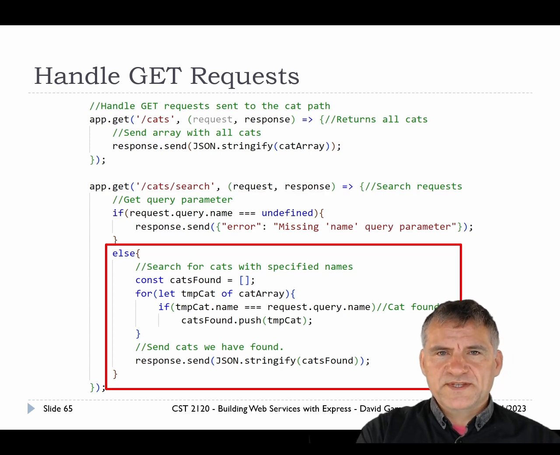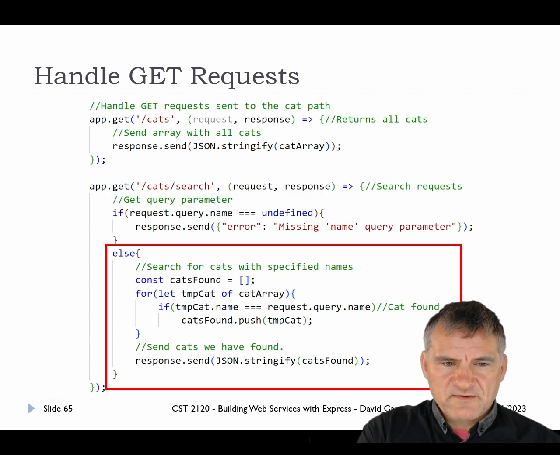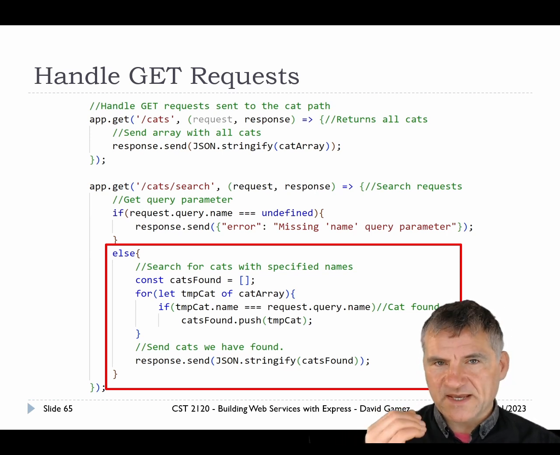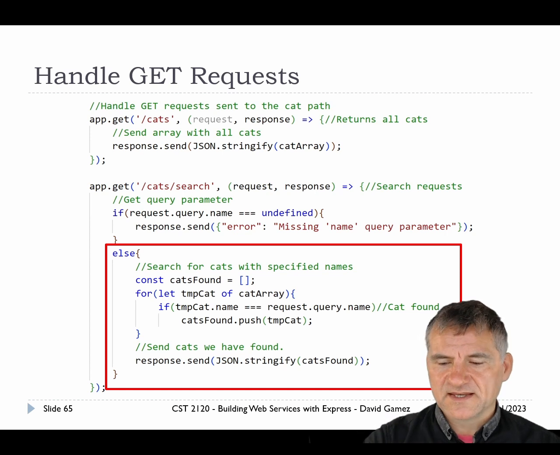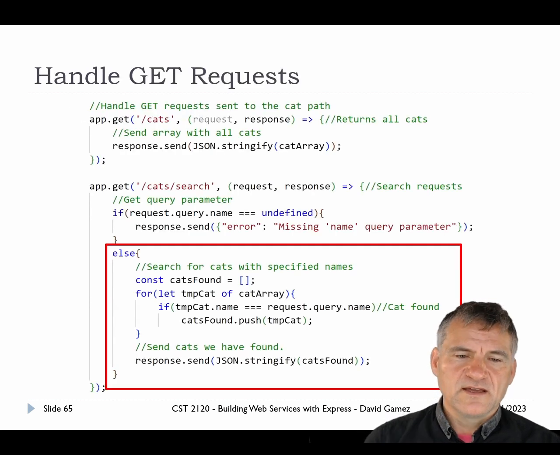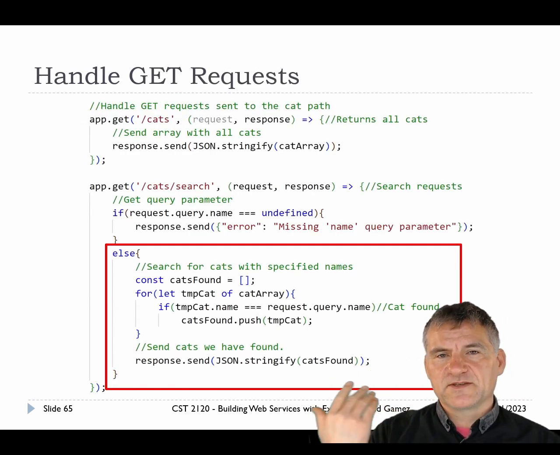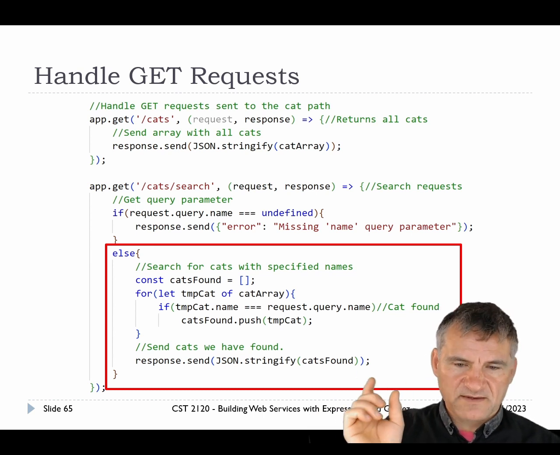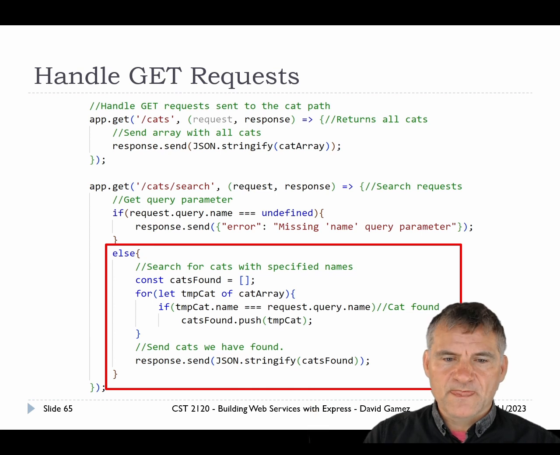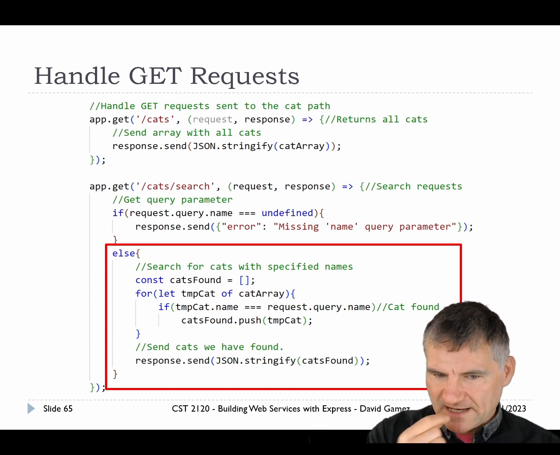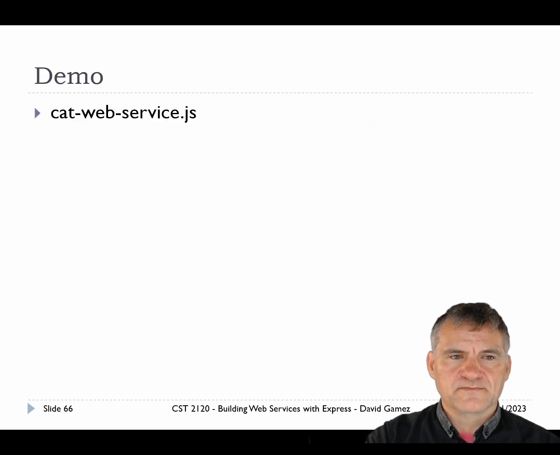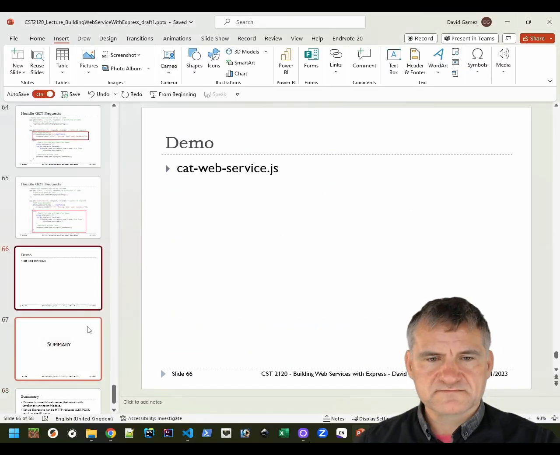And then if we reach this point in the code, we know that the name query parameter has been set, and now we can work our way through the cat array. Obviously, this will be a database search in a real application. Whenever we find a cat that matches request.query.name, we save it into the cats array. And then we send back all the cats that we found in JSON format. So let's just show you that.